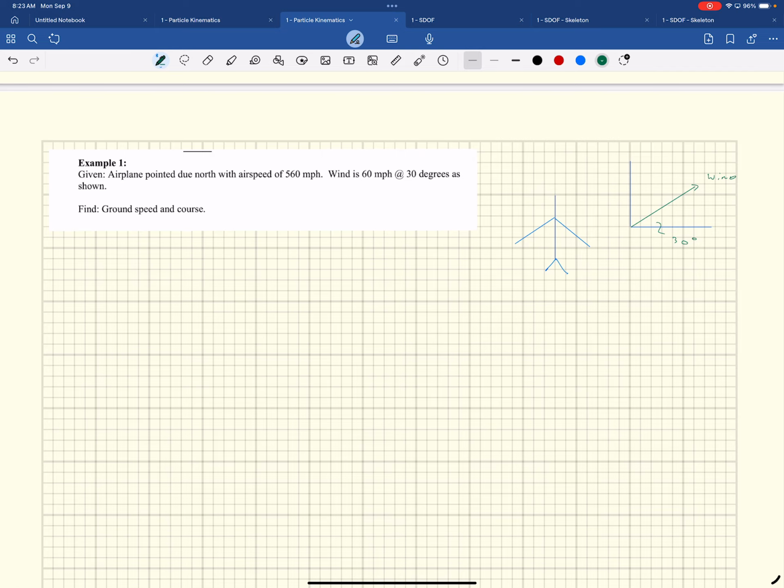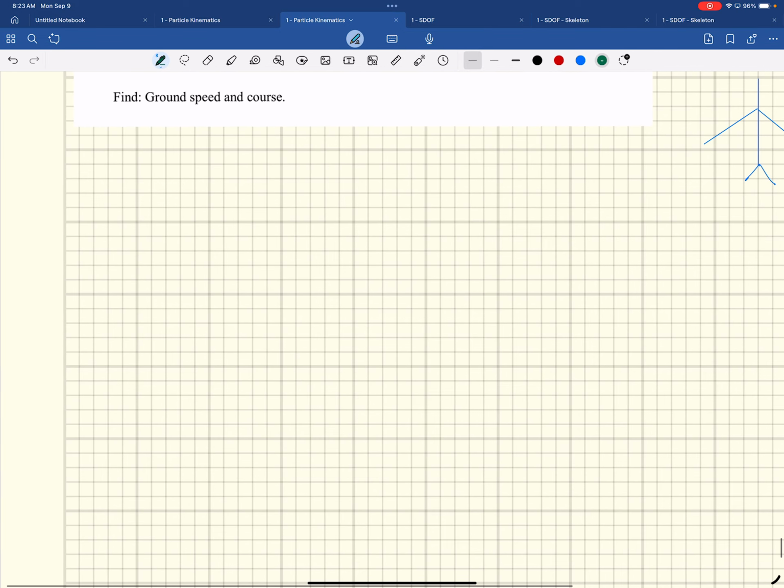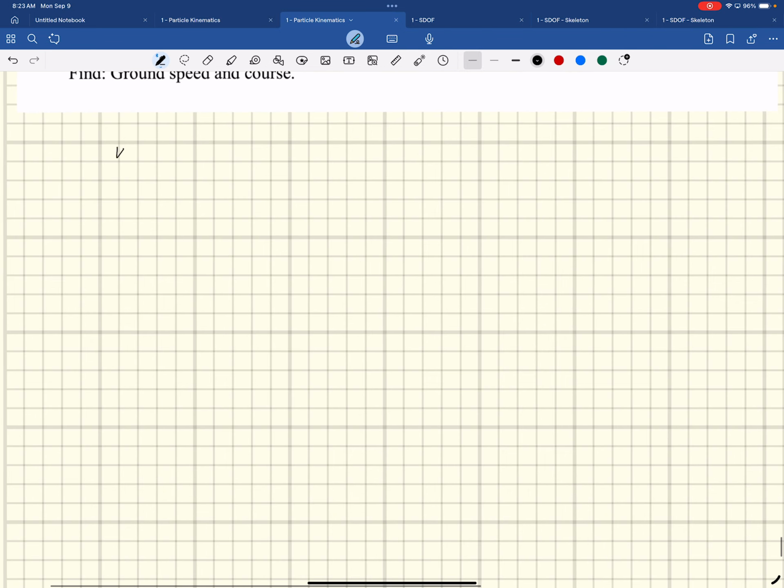So we'll come back to our definition of velocity in relative motion. VA is equal to VB plus VA as seen from B. So V plane, that's what I want, the velocity of the plane, is equal to V wind plus the velocity of the plane as seen from the wind.